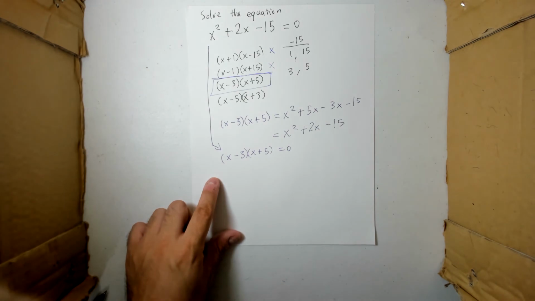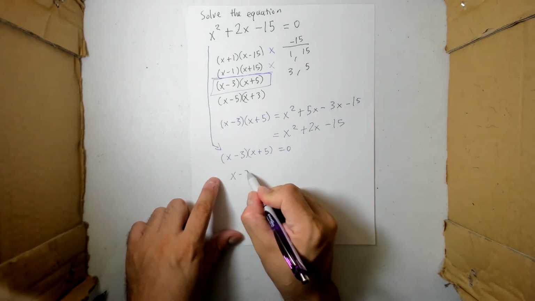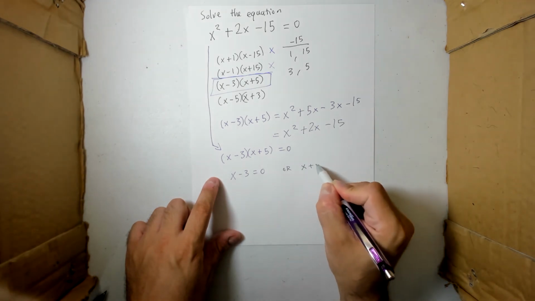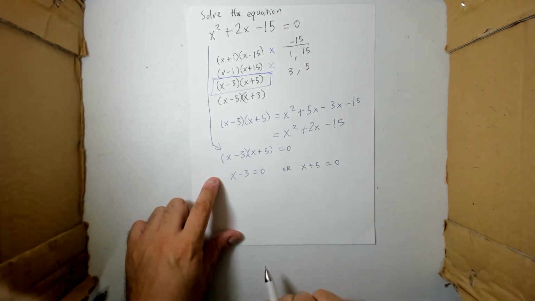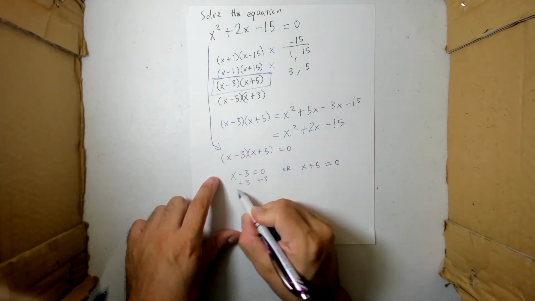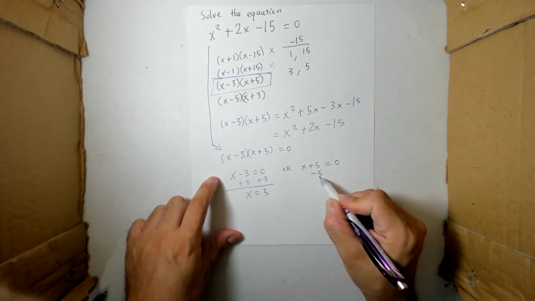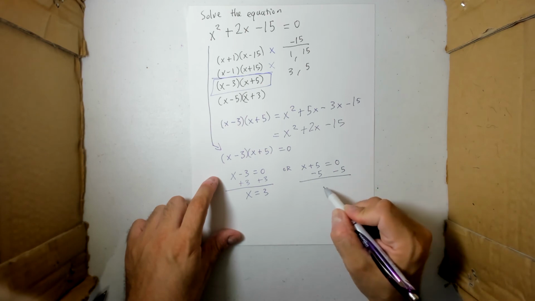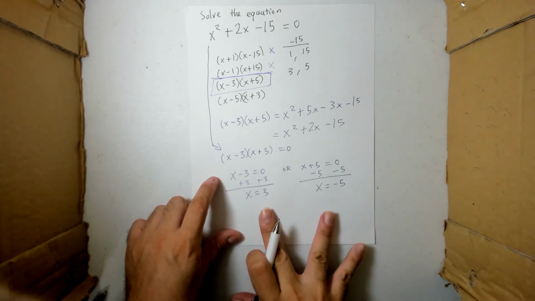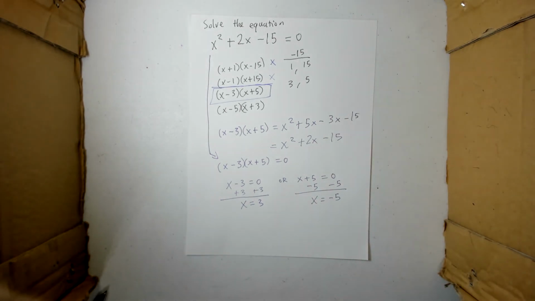Here, that implies that if x minus 3, whatever number that is, times x plus 5, whatever number that is, if that product is 0, then either x minus 3 equals 0 or x plus 5 equals 0. Okay? Now here I add 3, and I get x equals 3. Here, minus 5, I get x equals negative 5. These then are my two solutions to this equation, and we solved it by factoring.